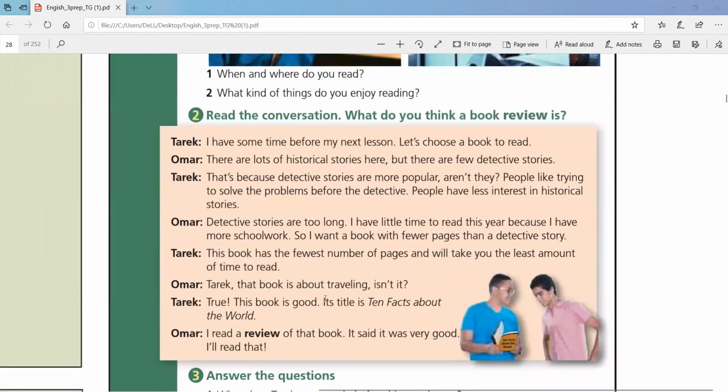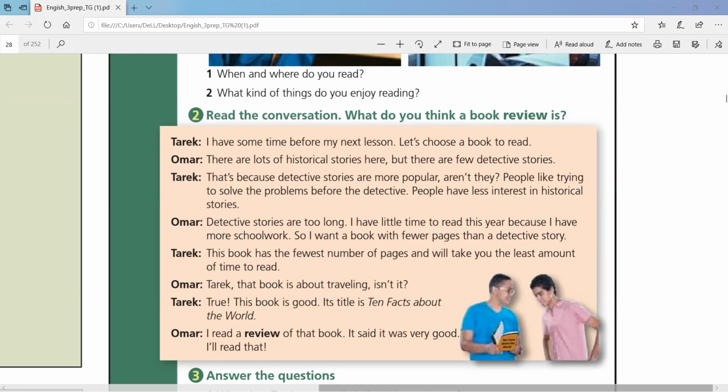Okay, now we will read the conversation. What do you think a book review is? A book review is a summary or some information you may have about the book. Before you read a book, you may have a review about the details, about the summary, about the topic or the subject matter of the book you are going to read. Here we will have the conversation.